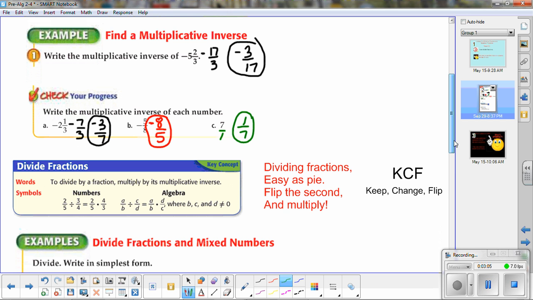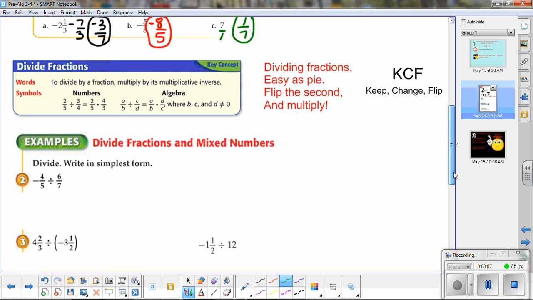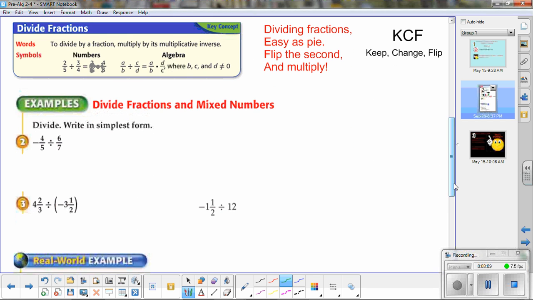The reason we're talking about multiplicative inverses in this lesson is because in order to divide fractions, you multiply by its multiplicative inverse. A little poem that a student taught me several years ago was, "Dividing fractions, easy as pie, flip the second and multiply."